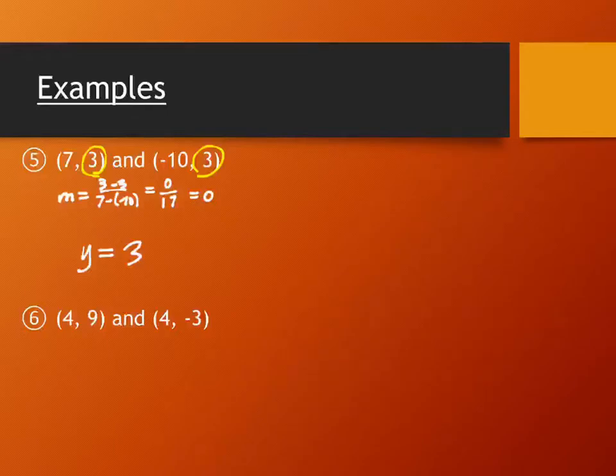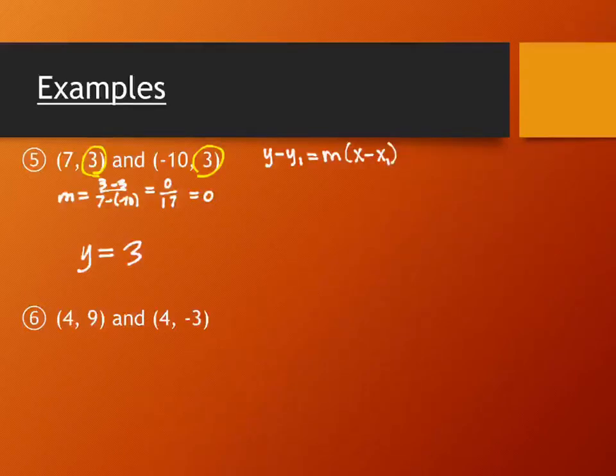So let me show you what happens if you're working with one of those forms instead and show you that you'll still get the same answer. So let's take a look at what happens with the point slope form because we didn't use that one in the last problem. So y minus y1 equals m times x minus x1.